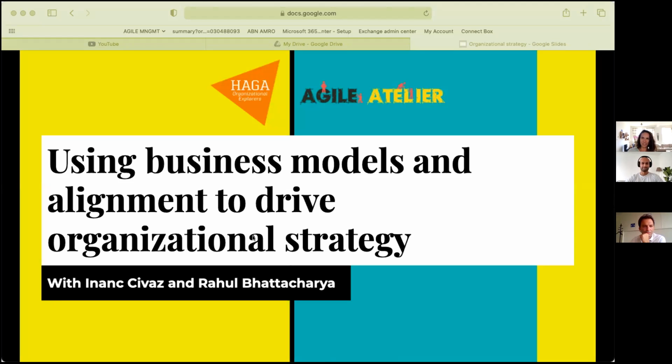At this first session today, we will look at how using business model and alignment can drive organizational strategy. We will discuss the difference between business strategy and business models, and we will differentiate good strategy from bad strategy, and we will have a basic understanding of the business model canvas and lean canvas. At the same time, we will practice how to align the managers and employees' strategic priorities.